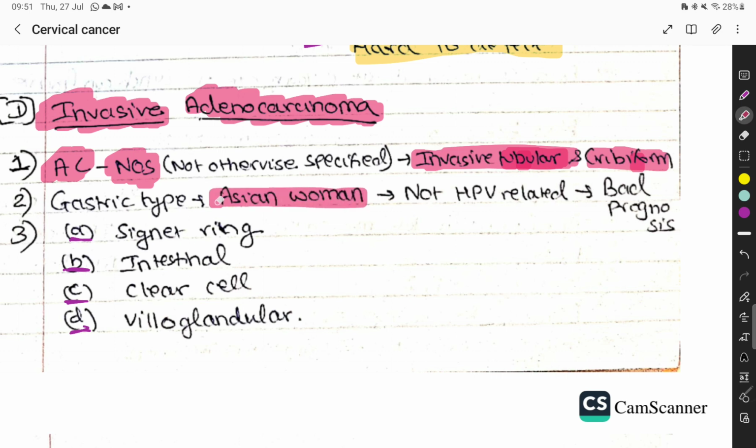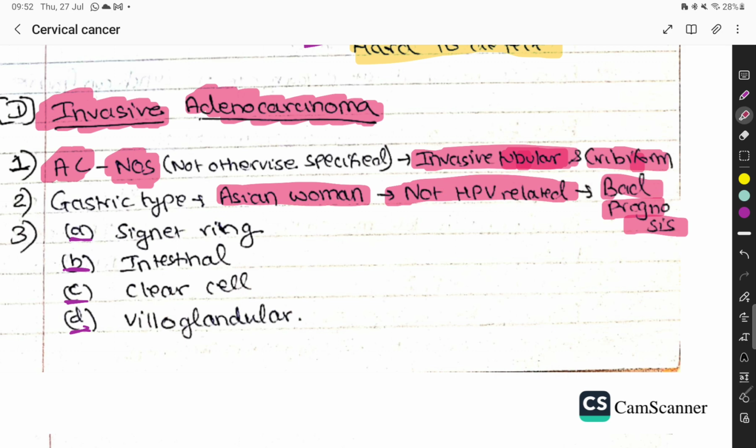Gastric type is seen in Asian women. It is not related to HPV infection, and the prognosis of the gastric type is really bad.